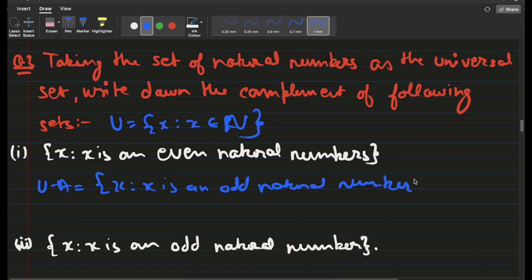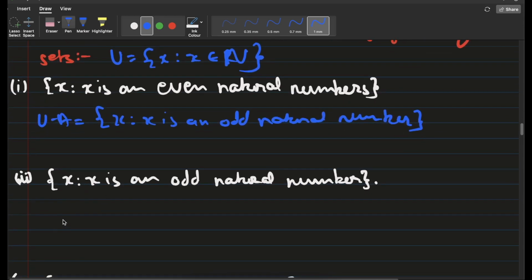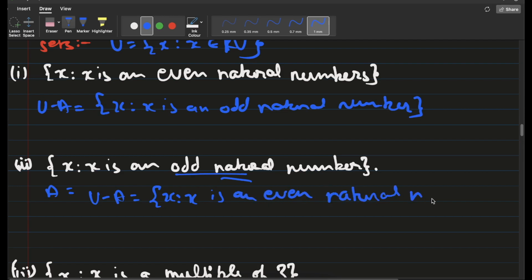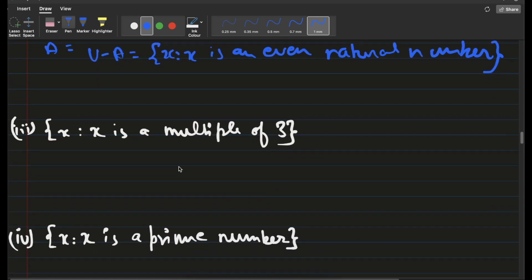So next, moving on to the next question. Here our A is set of x such that x is an odd natural number. So as previously we have stated that there are only two kinds of natural numbers, even or odd. So if we remove one of them, we are only left with the other one. So here in this case, we are removing all the odd natural numbers from our universal set, which is none other than natural numbers. So what we are left with, A complement, would be x such that x is an even natural number. Simple. Now moving on to the next question.